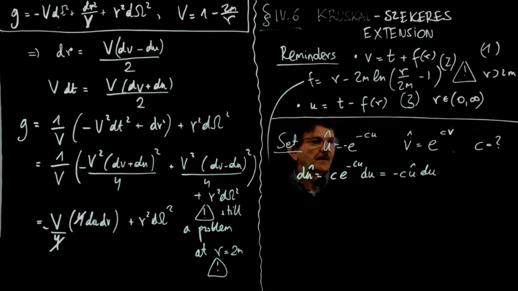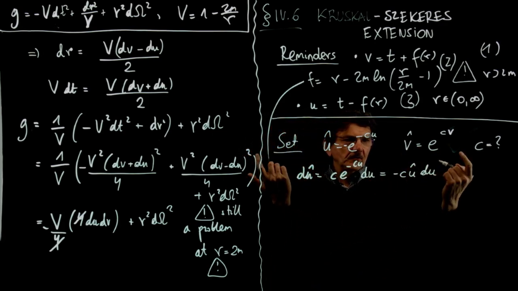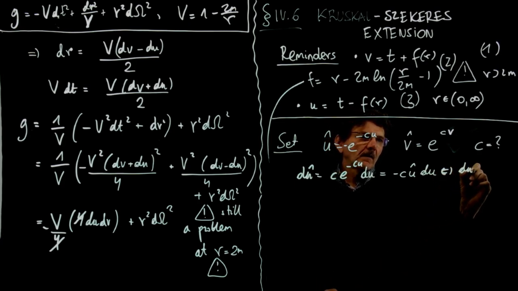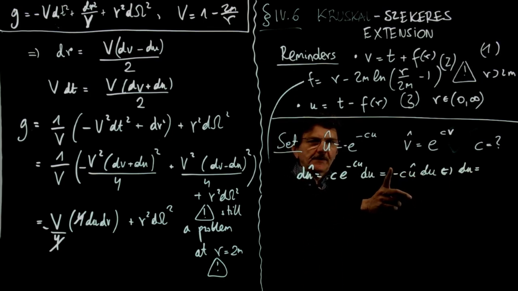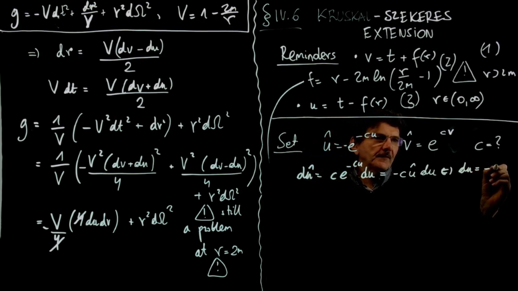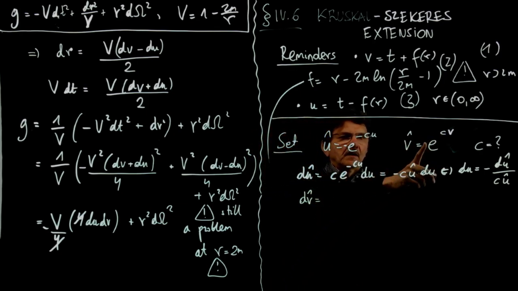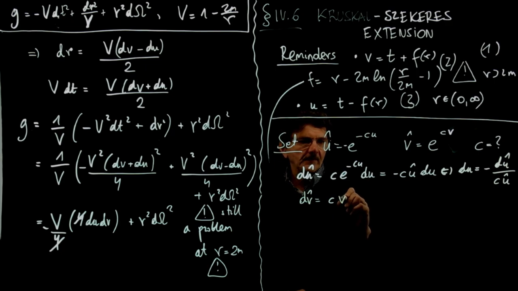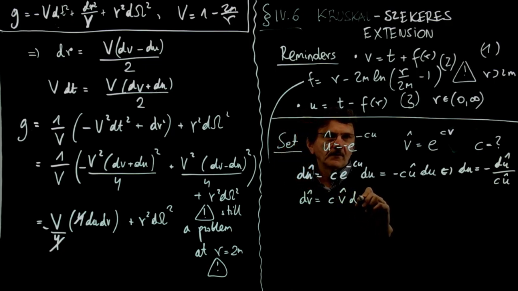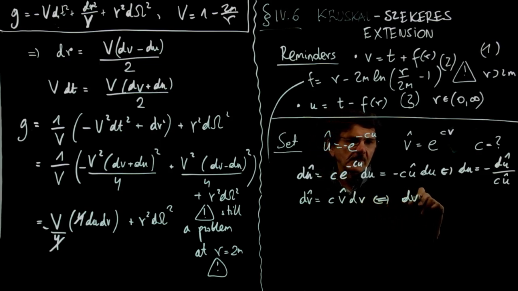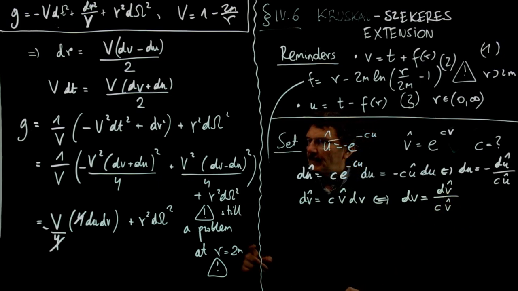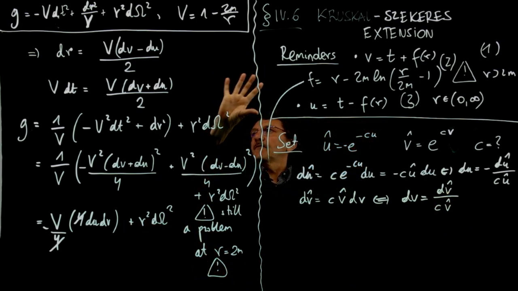Right, if you just replace here, I can calculate du from here. Du is therefore minus du hat divided by c u hat. And if I do the same calculation for v, dv hat is going to be, now there were two minuses which gave me a plus. Here there's a plus directly, so it's c v hat dv, and therefore dv is dv hat over c v hat. So we put this into the equation, which was probably equation 5 or something like that.